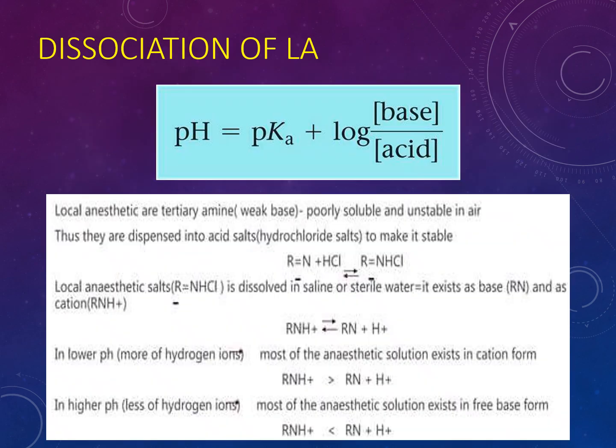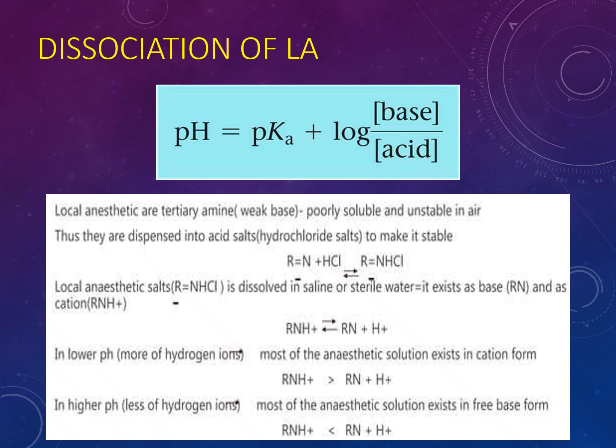Dissociation of LA is described by the Henderson-Hasselbalch equation: pH is equal to pKa plus log base, acid. That is the amount of local anesthetic available for action across a nerve membrane. The local anesthetics are tertiary amines, that is weak bases, and they are poorly soluble and unstable in air. Thus, they are dispensed as acidic salts, that is hydrochloride salts, to make them stable.